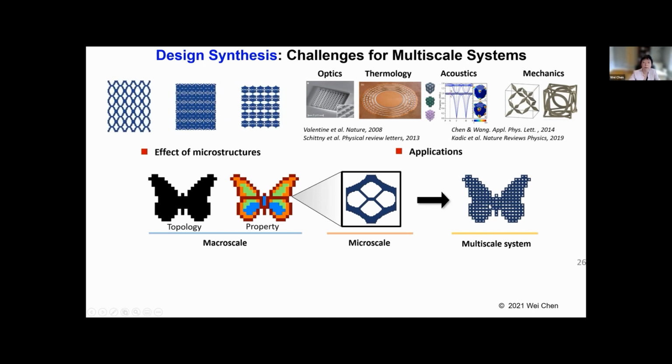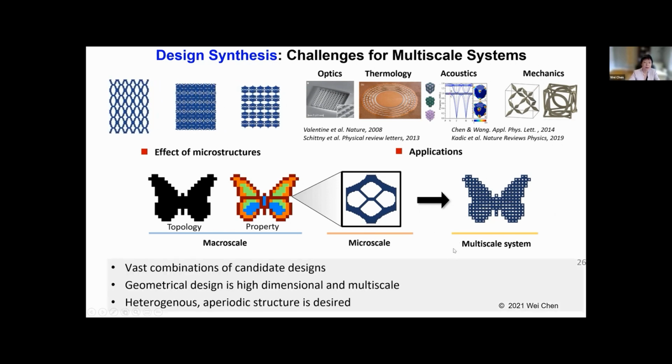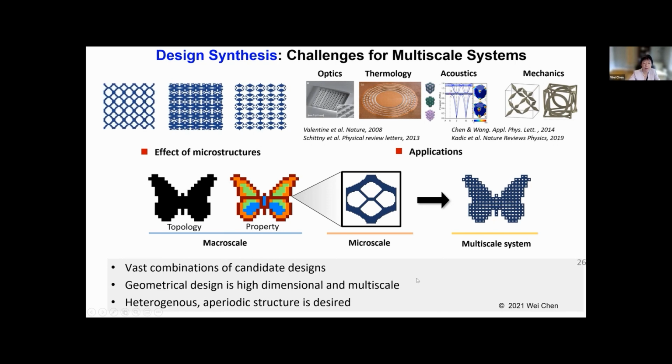But I'm using this butterfly example just to show that our vision is to design a system, not only the shape of the butterfly, but also at each location, we can choose a different material. So it could be a very heterogeneous system with different microstructure designs. It's a multi-scale design problem that involves a lot of combinations, very high dimensional. In the topology optimization area, people are looking for multi-scale topology optimization methods. But many existing methods assume the material is the same everywhere, so you cannot change the material definition or the unit cell design.